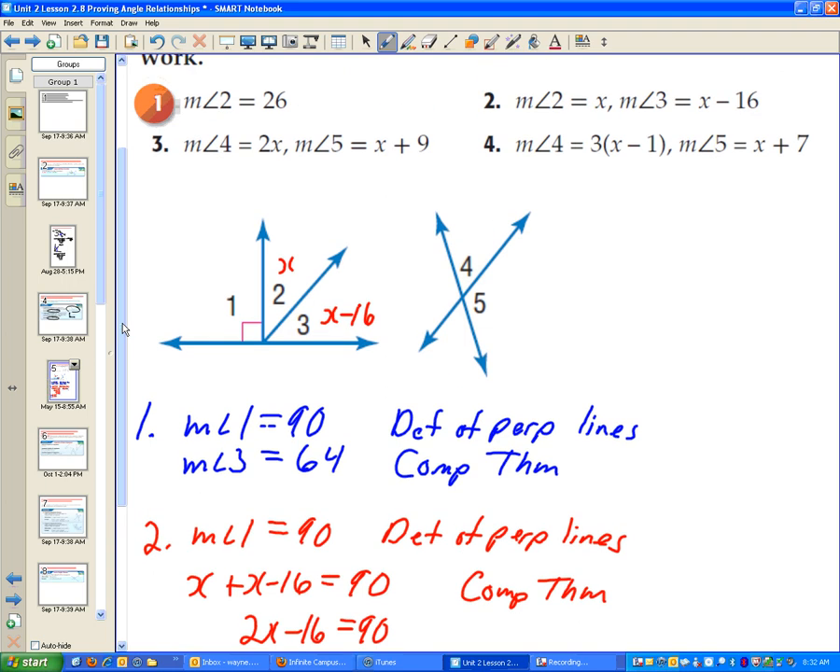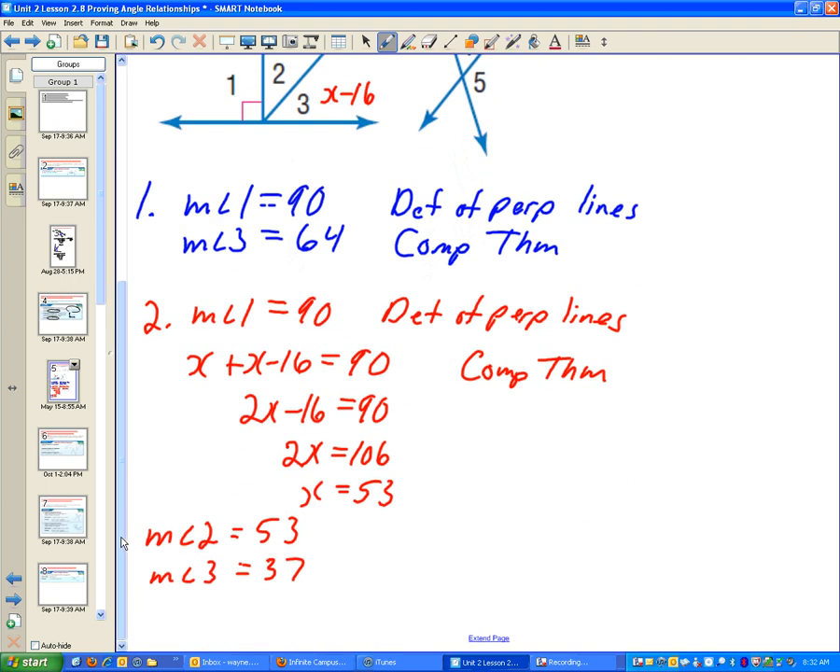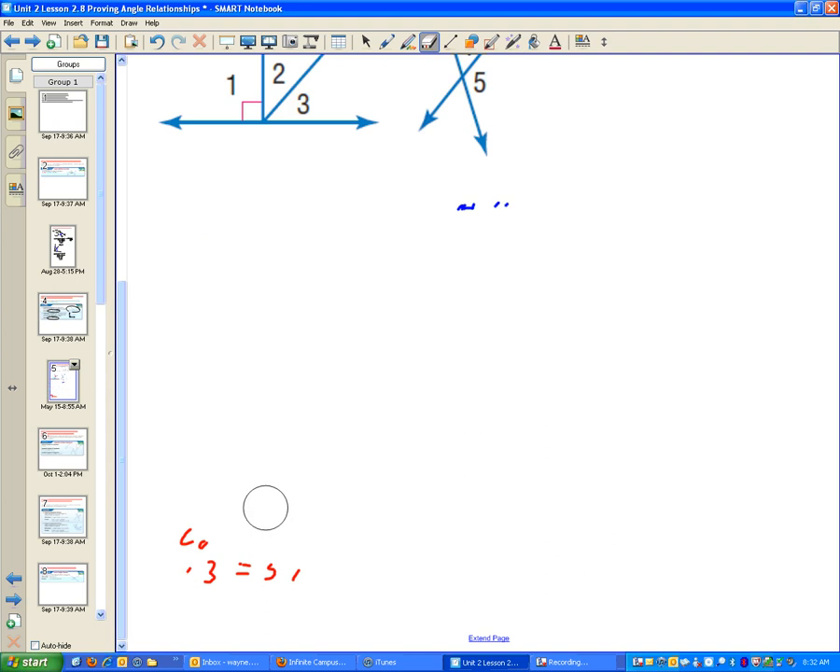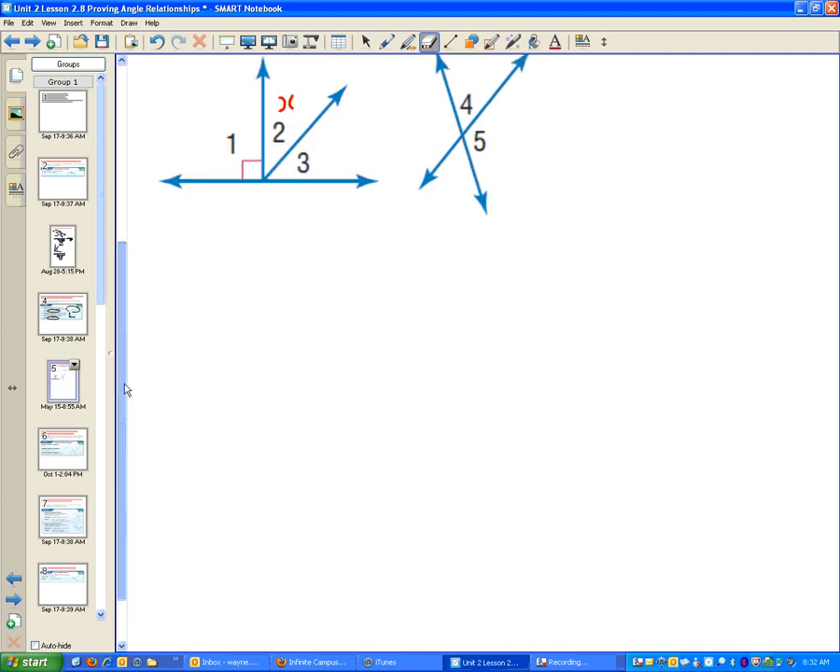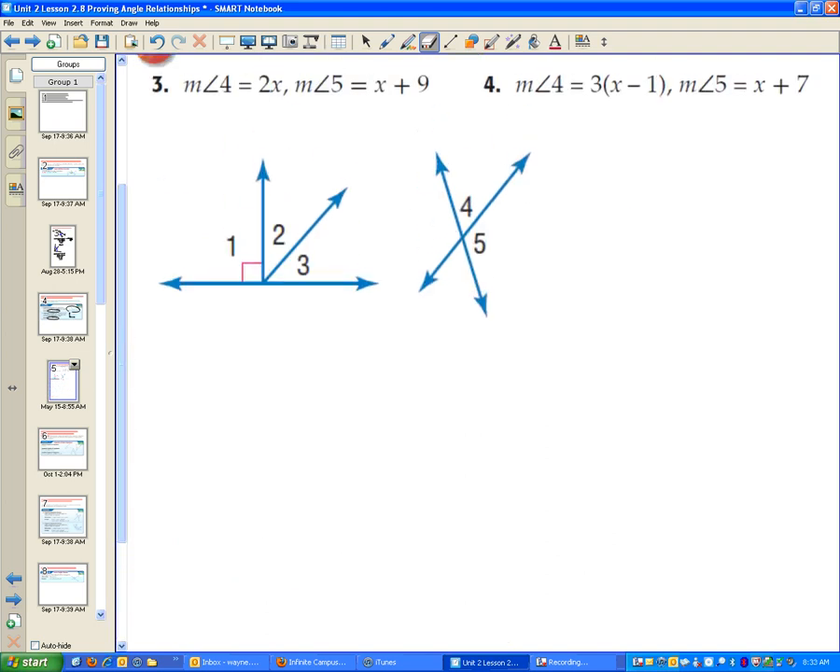For number 3, I'm going to erase what I have here so I can see the figure while I'm writing. Everybody got this written down? Oh, come on. All right, number 3. Now, the measure of angle 4 equals 2x. The measure of angle 5 equals x plus 9.